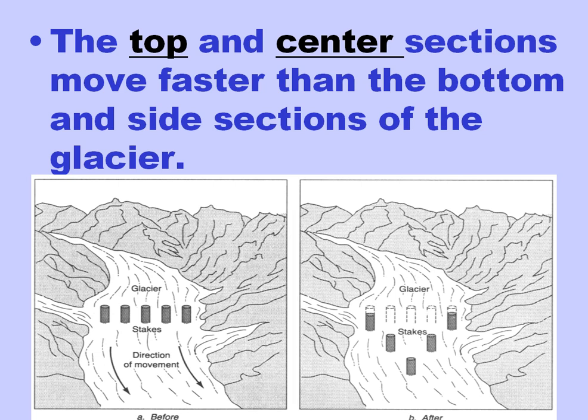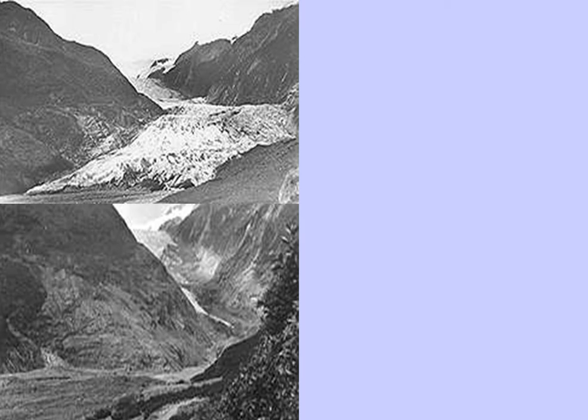And this is where I would ask you, if you were in class, why? Why do the tops and the centers move faster than the bottom and the outsides? And this is where you would tell me it's because of friction. And you're absolutely right. The bottom and the sides of the glaciers are coming in contact with the rock of the mountains, of the valleys that they're moving through. So there's going to be more friction there than you would find in the center section or the top section.